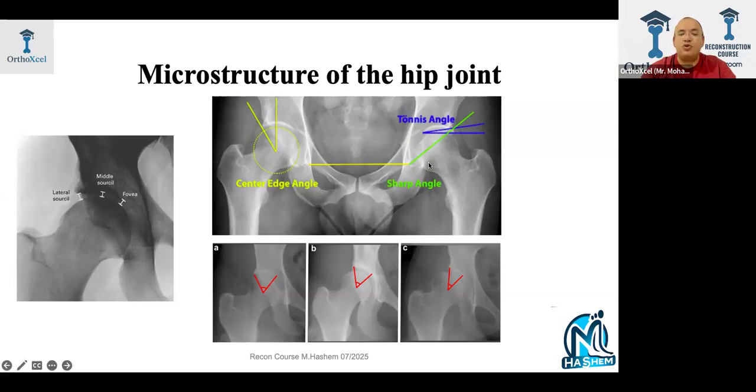so you're maintaining your hip for a longer period. That's why when the patient comes early with an arthritis in the hip, you have to look into these angles. So this is the central edge angle, again doing the same job, giving you an idea how much lateral coverage of the acetabulum over the femoral head.